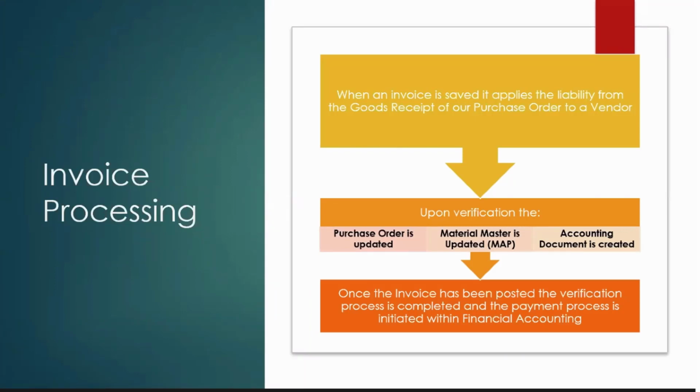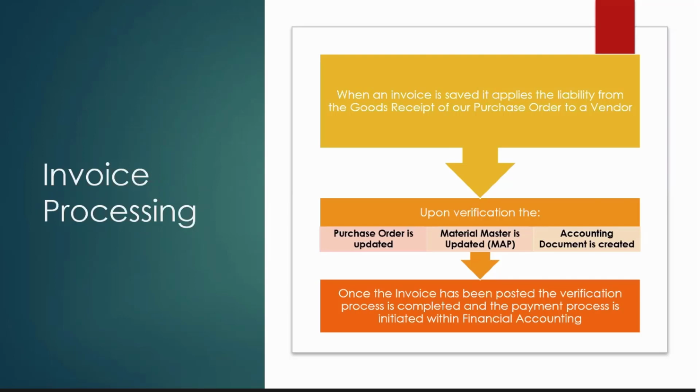So how do we do the invoice processing? When the invoice is saved, of course, when you receive an invoice, maybe you receive it on paper or electronically, and you should save it. You should create electronic documents. It applies the liability from the goods received. What does this mean? عندما when you receive the invoice تقول أنا عندي دين مع الgoods receipt. معناتها I have to pay the vendor because I received goods.